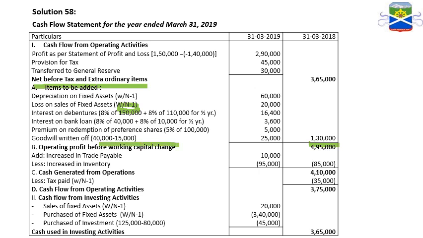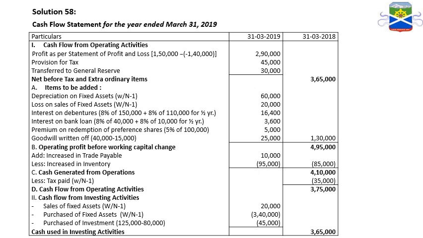Now we go for operating capital, that is current assets and current liabilities, of which we have an increase in trade payables, which is a current liability increase, that's why it is added, and an increase in inventory, that is a current asset increase, that will be subtracted. So we have a minus figure of 85,000, which will be subtracted from 4,95,000, and thereafter we have the cash generated from operations, 4 lakh 10,000.